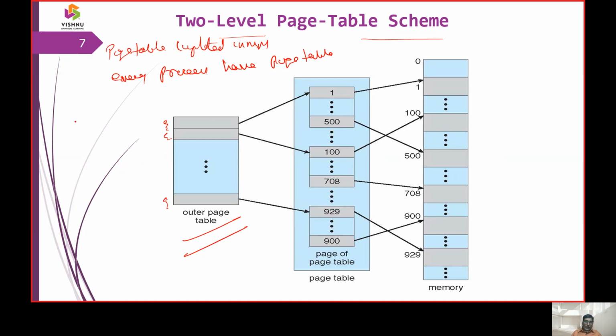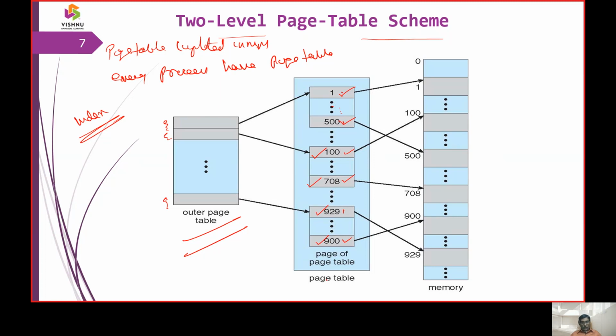So now it is going to act as some index here. That is assumed as some outer page table. You can see the first page table is going to spread from 1 to 500. The second page table spreads from 100 to 708, and the third page table is assumed to be 929 to 900. So 929 is a page, 900 is a page, 100 is a page, 709 is a page, 1 is a page, and 500 is a page. In between, the dots represent multiple pages here.